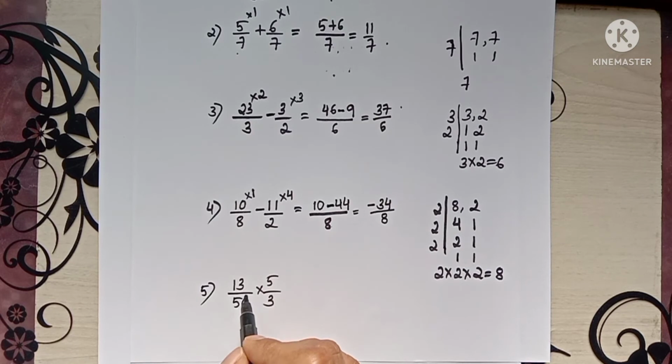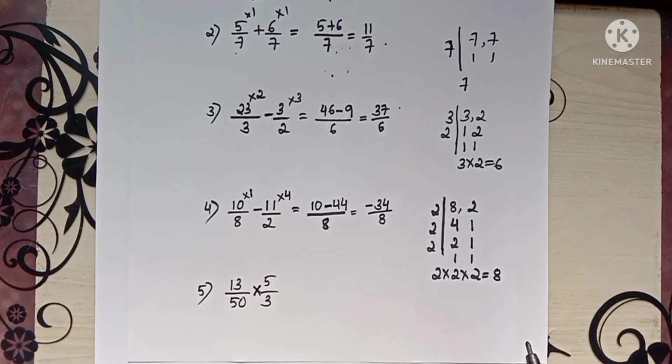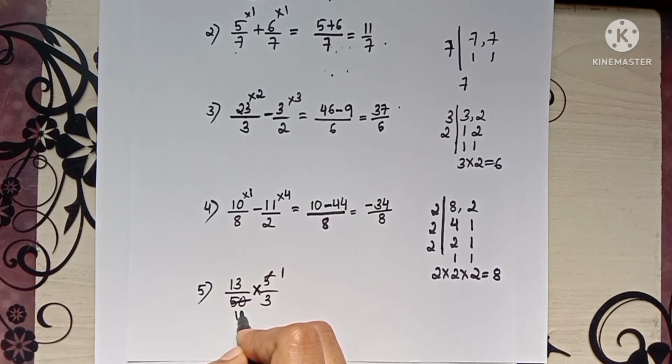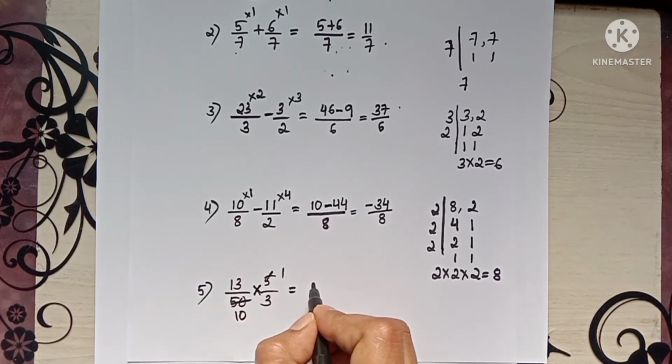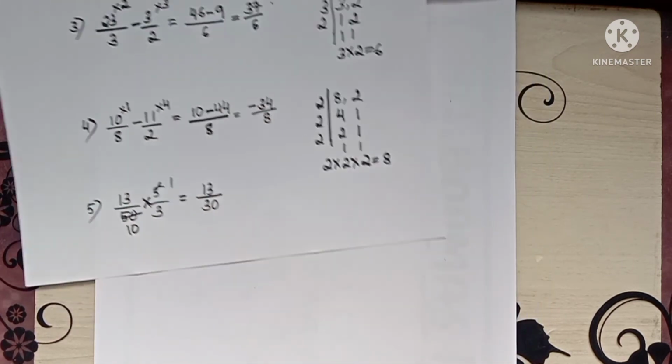Here we have 13 divided by 50 into 5 divided by 3. Here we have multiplication sign. So if multiplication sign is there, means we can divide this. Divide by what? 5 ones are 5, 5 tens are 50. Can we divide again? No. So what is remaining? 13 into 1 is 13. 10 into 3 is what? 30. Okay. Let us take another example.